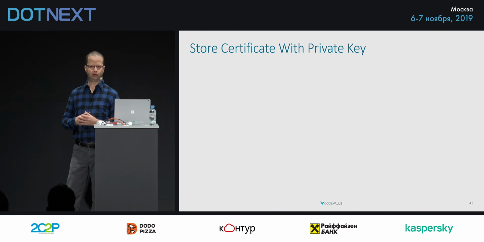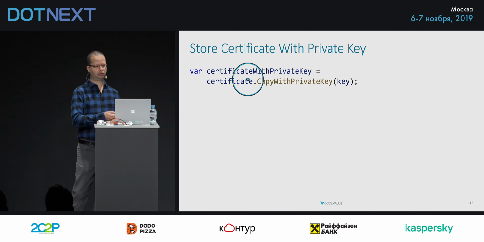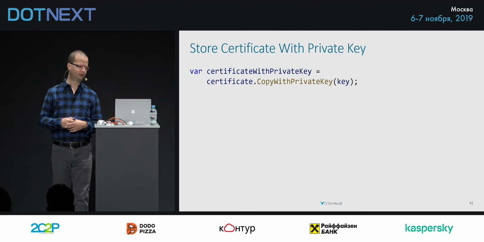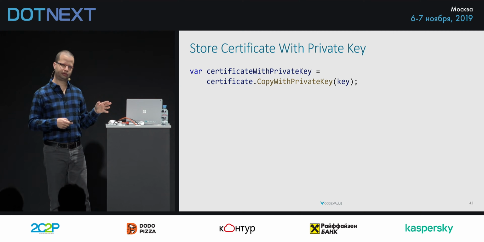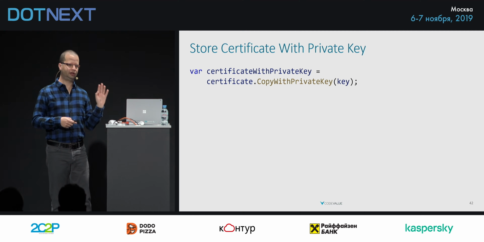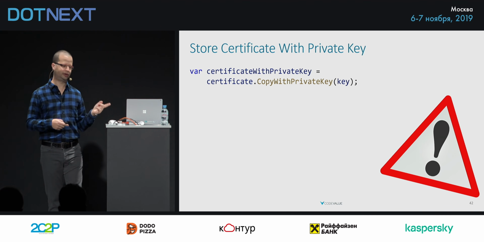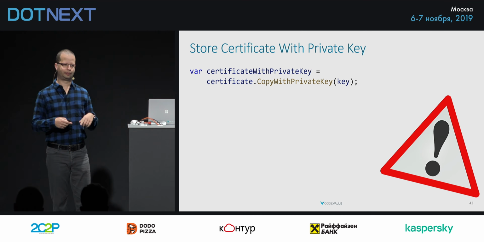So in order to store it with the private key, we could use this. We could go to our returned certificate from the server and call a method CopyWithPrivateKey and give it the private key, the RSA.Create key we created earlier. Now, you get back a certificate object and you can store it. And this will work on Linux and on Mac, but it won't work on Windows. If you try to run this in Windows like I did, it will only store the public key.